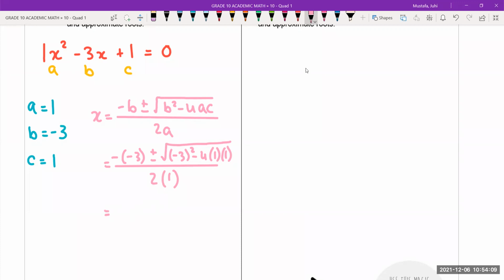Okay, we're still not going to use our calculator. We're still going to do everything just from memory, just from mental math. What is -3 going to become? +3 plus or minus. What is -3 squared? +9, good.